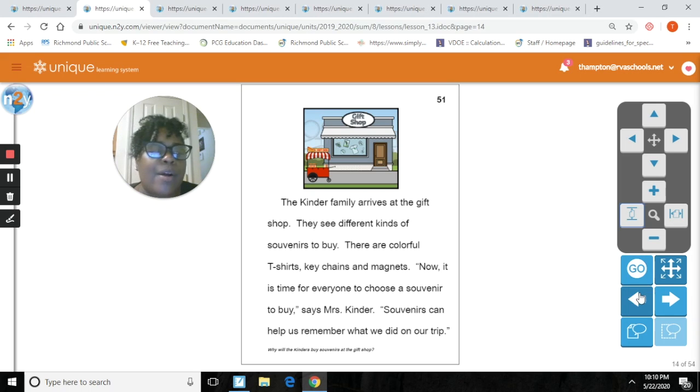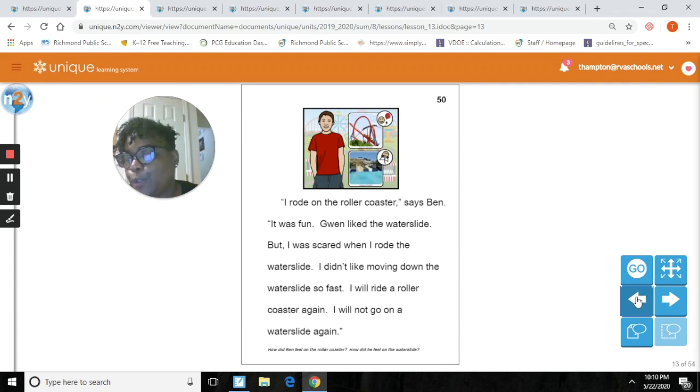Now, if we think about our previous page, page 50 here, Ben enjoyed riding a different ride than Gwen, right? Okay. Now, we're going to move on to our next page. Okay. So let's go to our next page. We're going to have another comment I want to make about this, but that's true in any case.